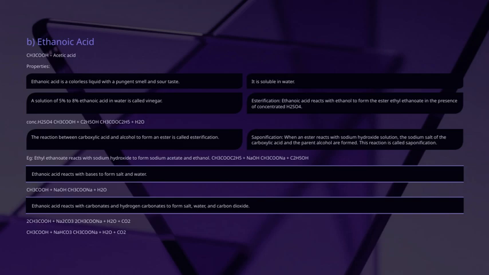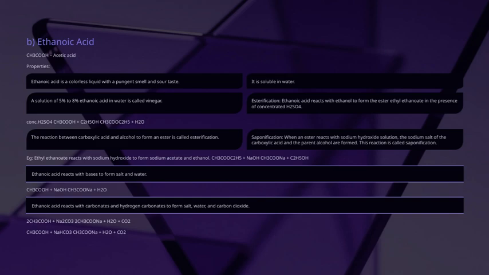Next, we have esterification. This occurs when ethanoic acid reacts with ethanol, and in the presence of concentrated sulfuric acid, they form an ester called ethyl ethanoate. An interesting point here is that this ester is soluble in water, which gives it some unique properties.